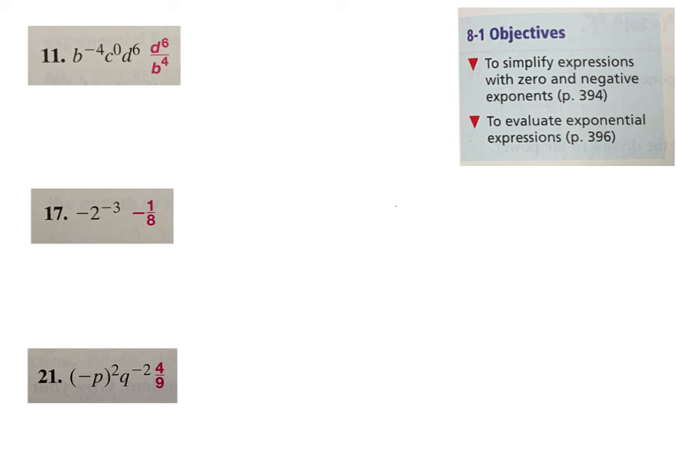For 17, the only thing taken to the power here is the 2. So it's kind of like this: negative 1 times 2 to the negative 3 is kind of how you want to think of these if that's not in parentheses. And so 2 to the negative 3 is 1 over 2 cubed. 2 cubed is 8, so you have negative 1 times 1 over 8, which is where you get your negative 1 over 8.